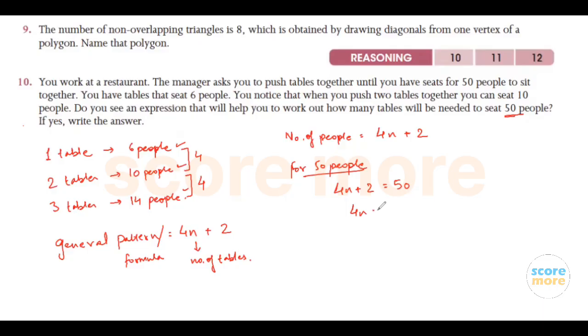Now we can do calculation. So 2 will go on the right hand side. It will become in subtraction. So 50 minus 2, 48. So 4n is 48. So n is 48 divided by 4. It comes out to be 12. So n is 12. Okay. So we require 12 tables to seat 50 people. This question is clear. Now moving on to question number 11.